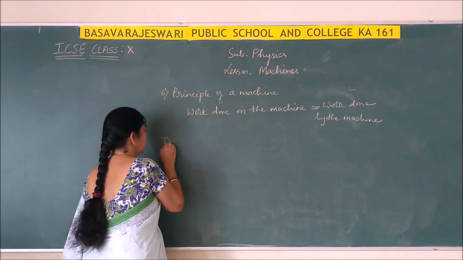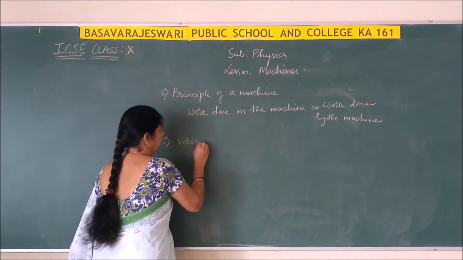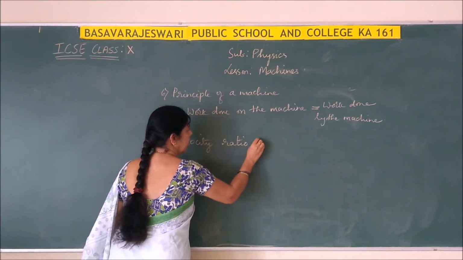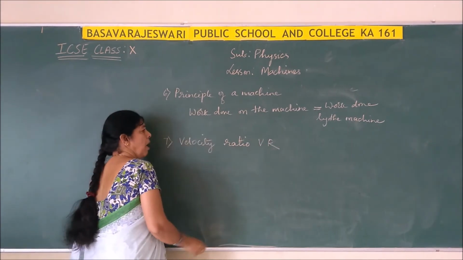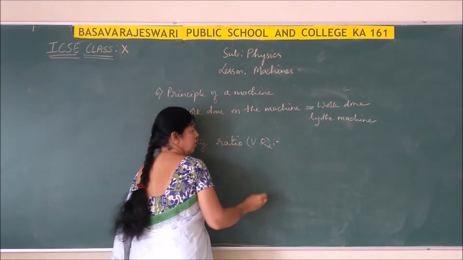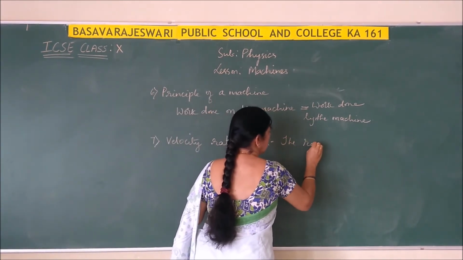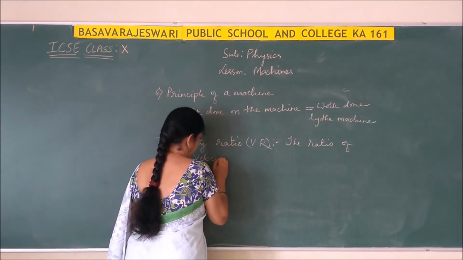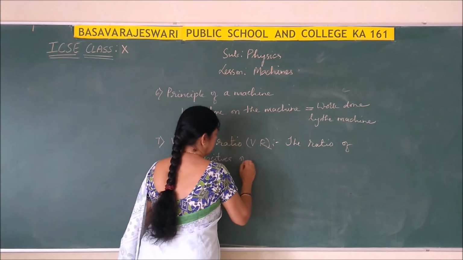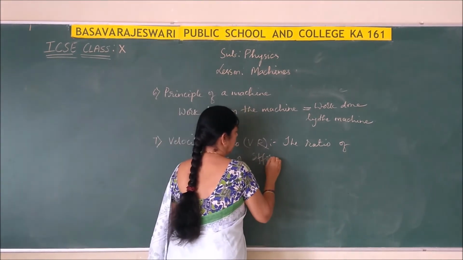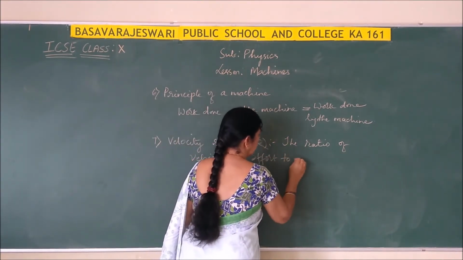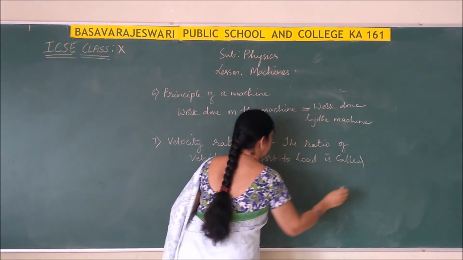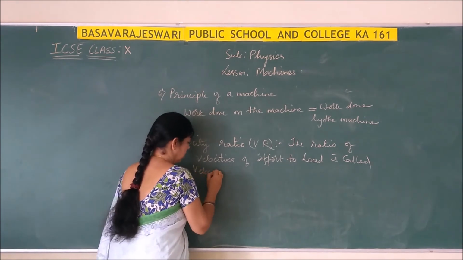Next, seventh one is velocity ratio. And it is represented in short as VR. Okay. Now what is velocity ratio? The ratio of velocities of effort to load is called velocity ratio.